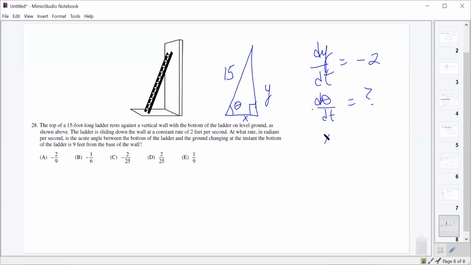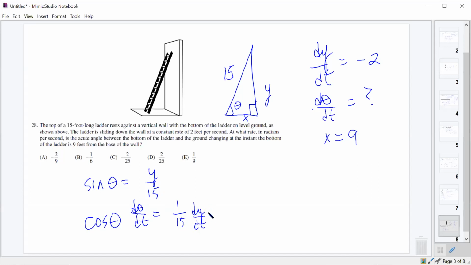And we are given the fact that x is equal to 9. And since we have dy/dt, it seems best to relate theta to y and the 15 that we already know. So that should be sine of theta equals y over 15. If I take the derivative of both sides with respect to t, because it's a related rate problem, that gives me cosine theta times d theta/dt equals 1/15 times dy/dt. And all we need to know is the cosine of theta, because we have dy/dt and we're looking for d theta/dt.